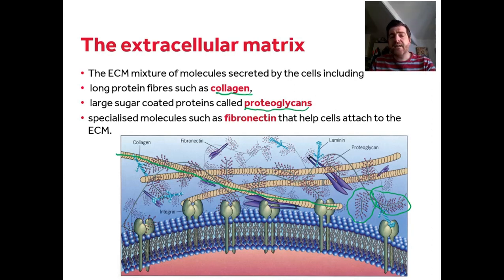And then finally, we have specialized molecules such as fibronectin. Fibronectins are very large proteins that help cells either attach to the extracellular matrix or, as you can see in these other examples here, connect other elements of the extracellular matrix to each other.